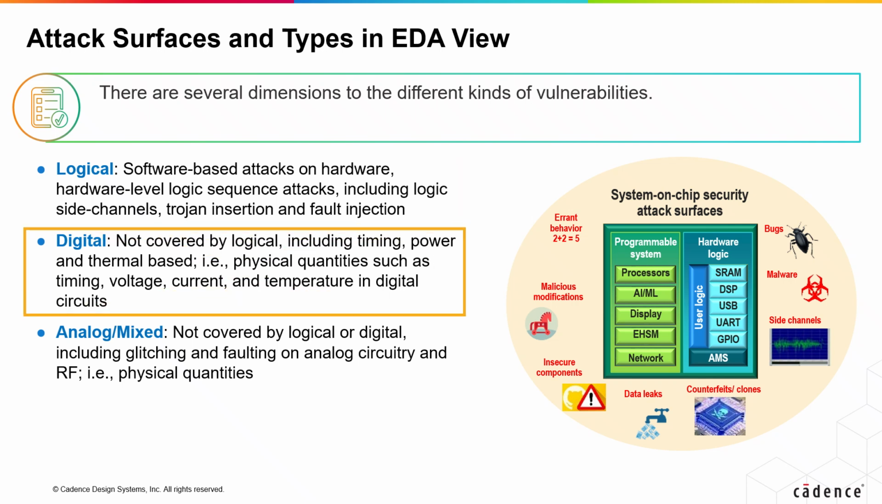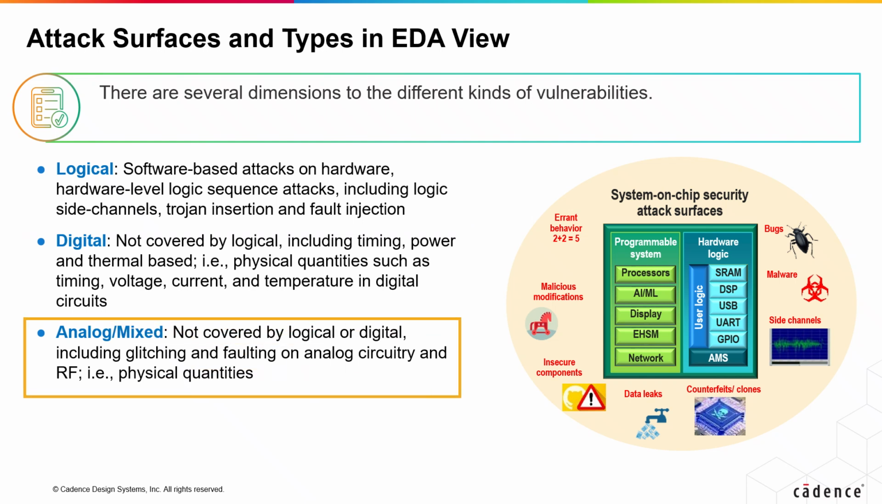The digital attacks target the physical properties of digital circuits, excluding logical attacks. This includes timing, power, and thermal-based attacks, exploiting the timing, power, and thermal characteristics of digital signals, and voltage, current, and temperature-based attacks. The analog and mixed signal attacks target the physical properties of analog and mixed signal circuits, excluding logical and digital attacks. For example, glitching, faulting, and RF attacks.